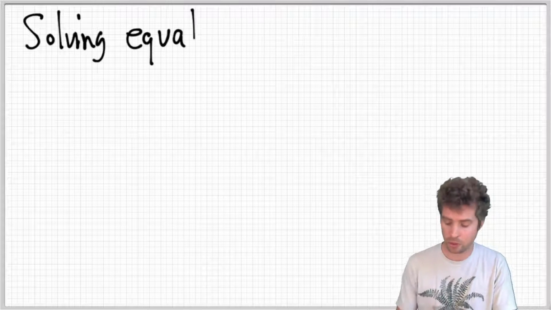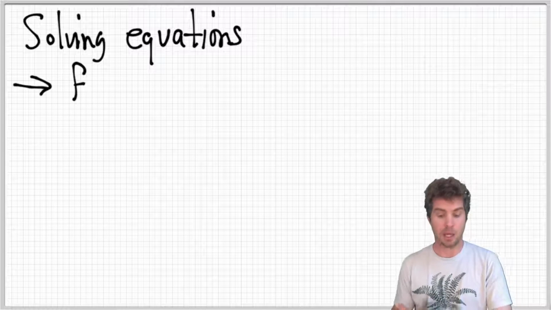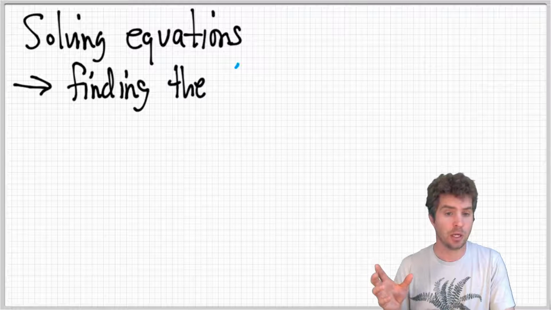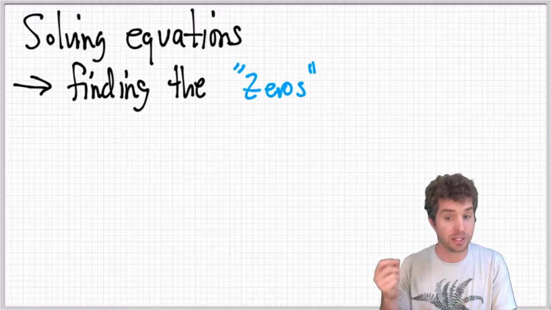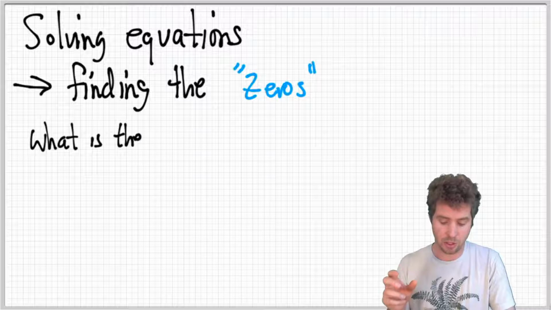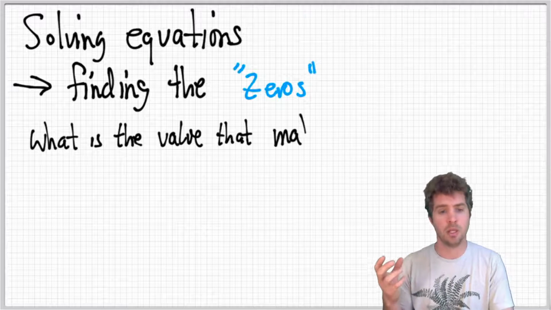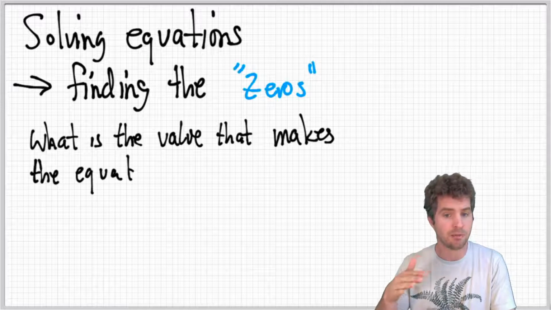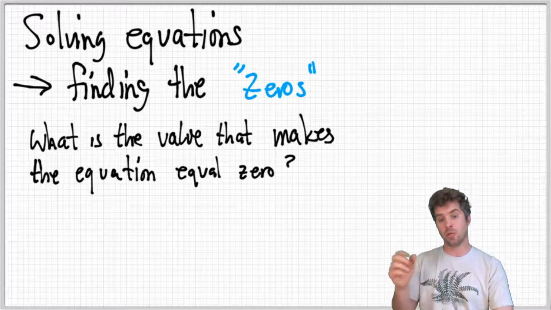Okay, solving equations, what does that mean? Another way that this gets talked about is finding the zeros of an equation. Okay, and the reason it's called that is because we're answering this question. The question of what is the value that makes an equation equal to 0.